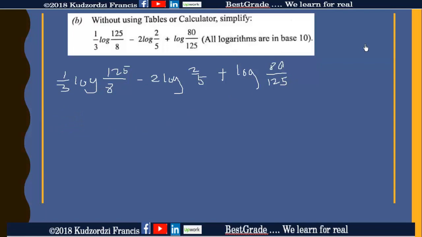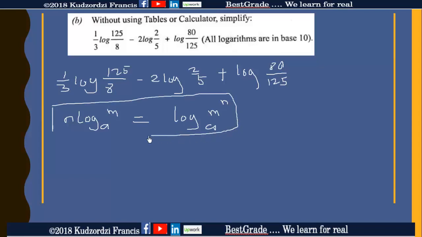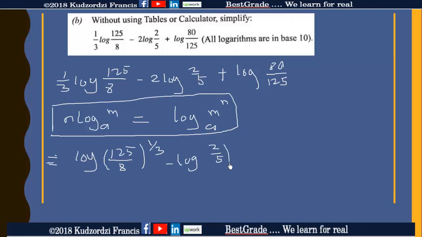Now we use this law of logarithm, which says that if you have a number multiplying a logarithm, let's say logarithm base a of m, it is the same as log base a of m to the power n. We are going to apply this. So this is now our n. So this whole thing will now be equal to log 125 over 8 to the power 1 over 3 minus log, the same thing applies over here, 2 over 5 all to the power 2 plus log 80 over 125.